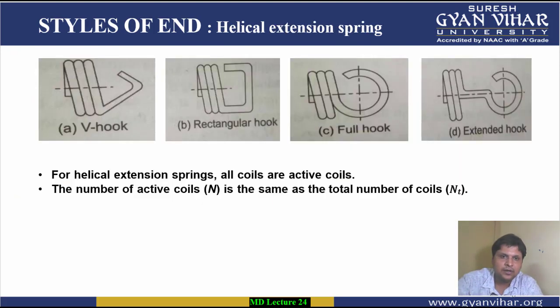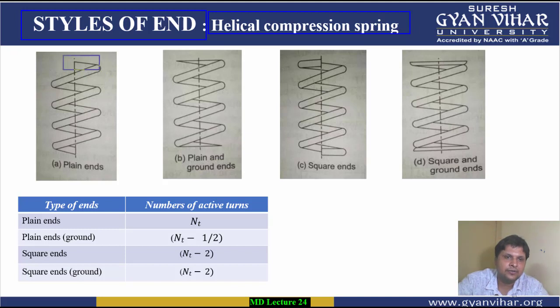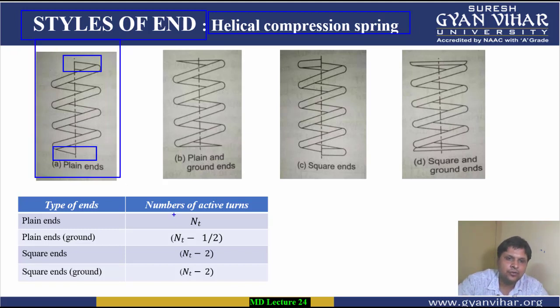All right, these are the ends of a helical compression spring. Keep in mind, these are the styles of end of a helical compression spring. In the case of a compression spring, generally you need the ends to be modified in such a way that they can be kept somewhere, they can be placed somewhere. If you use the plain end, then though you could have all the number of turns equal to the active turns, it is not practical. So therefore we always use the ground ends.